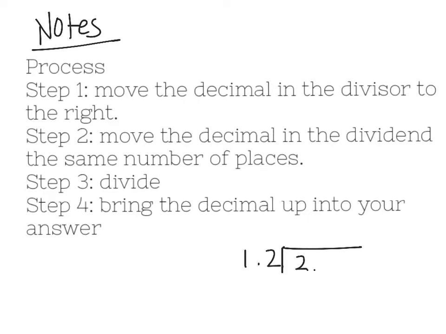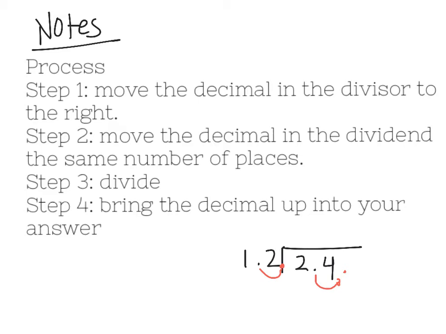This is an easy example, but if I had 2.4 divided by 1.2, step 1 is to move the decimal in the divisor to the right. One jump here. And you're going until it makes a whole number. So if it was 2 jumps, that's fine. Then step 2 is move the decimal in the dividend the same number of places. So we moved it 1 jump, so we're going to move it 1 jump. There's our decimal. Now we're going to divide.